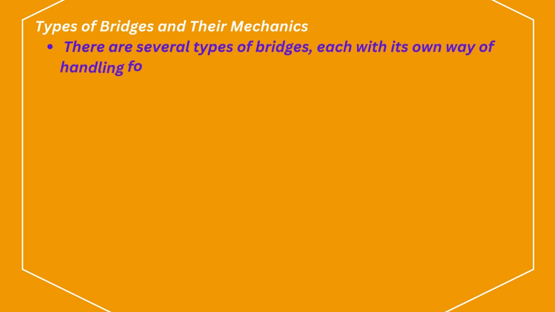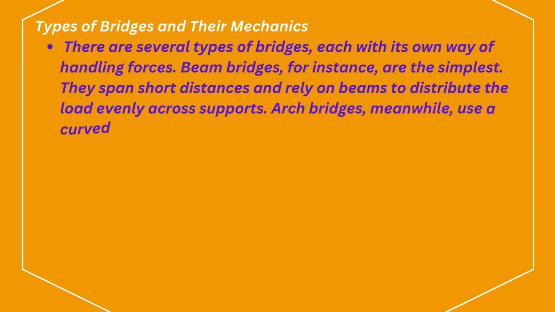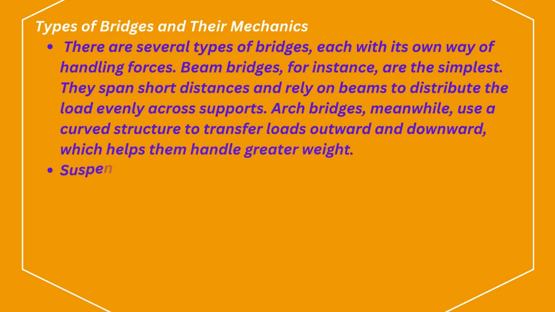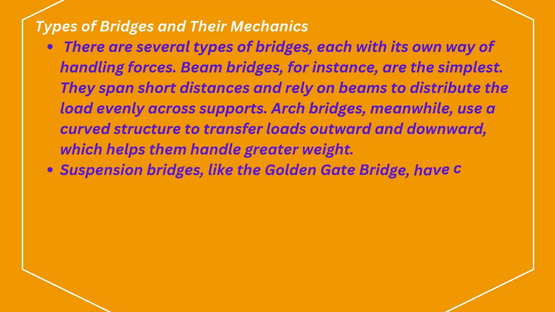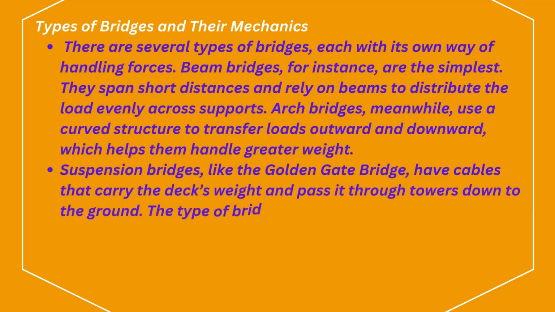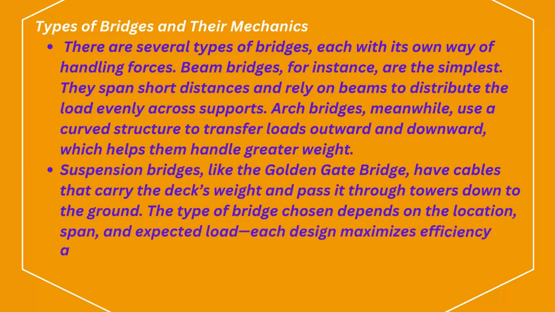Types of bridges and their mechanics. There are several types of bridges, each with its own way of handling forces. Beam bridges, for instance, are the simplest. They span short distances and rely on beams to distribute the load evenly across supports. Arch bridges, meanwhile, use a curved structure to transfer loads outward and downward, which helps them handle greater weight. Suspension bridges, like the Golden Gate Bridge, have cables that carry the deck's weight and pass it through towers down to the ground. The type of bridge chosen depends on the location, span, and expected load. Each design maximizes efficiency and safety.